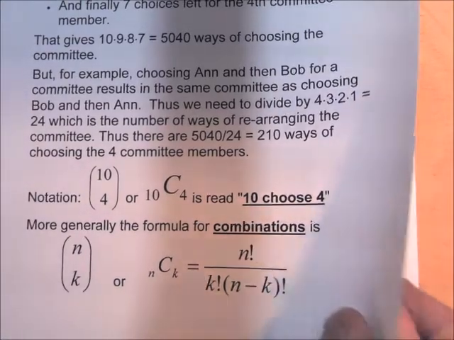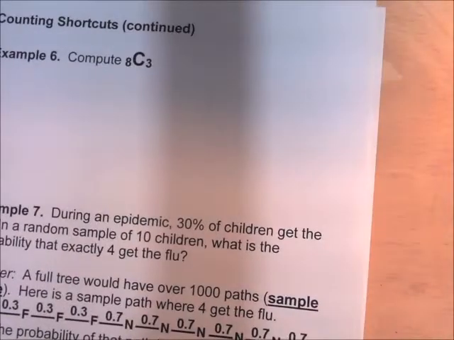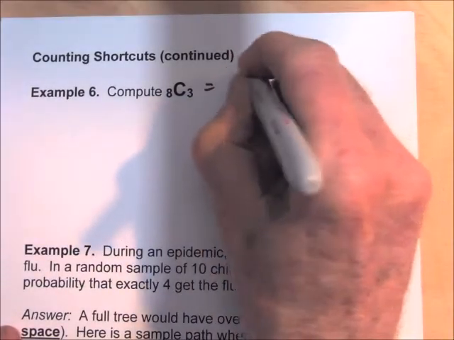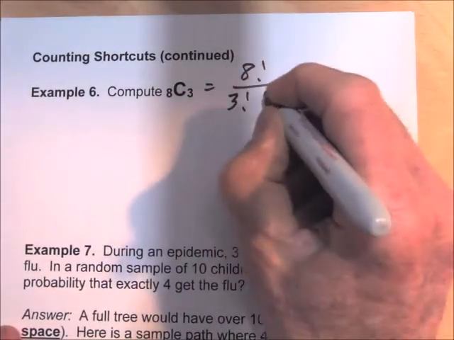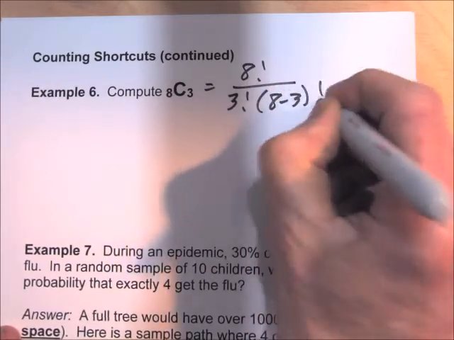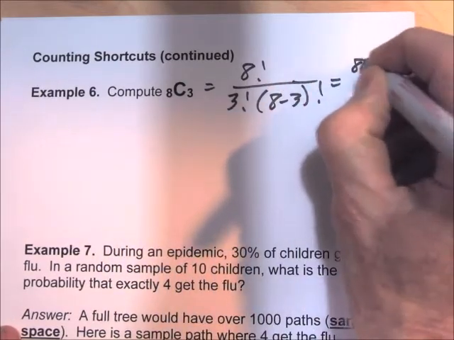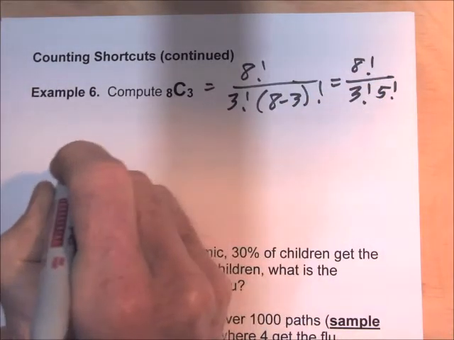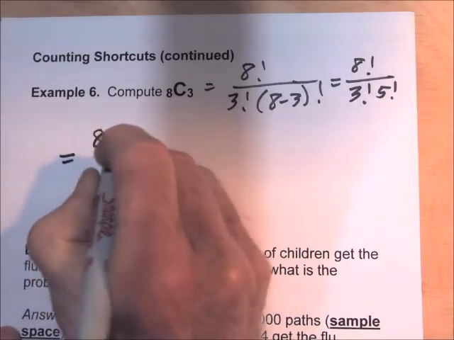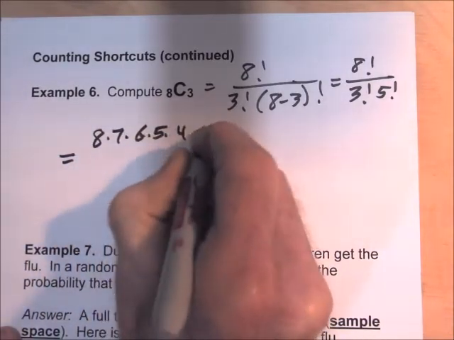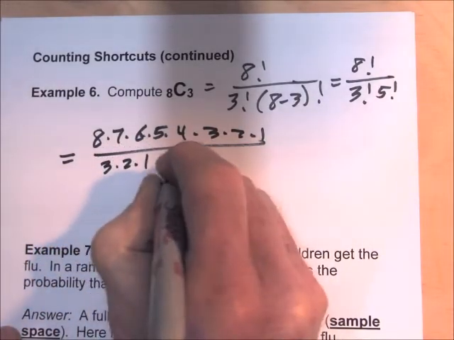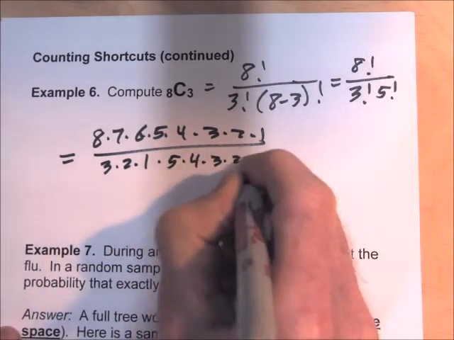So, for example, if we want to compute 8 choose 3, this is going to be 8 factorial over 3 factorial times 8 minus 3 factorial. Well, 8 minus 3 is 5, so this is 8 factorial over 3 factorial times 5 factorial. And then we can write out the factorials: 8 times 7 times 6 times 5 times 4 times 3 times 2 times 1 over 3 times 2 times 1 times 5 times 4 times 3 times 2 times 1.